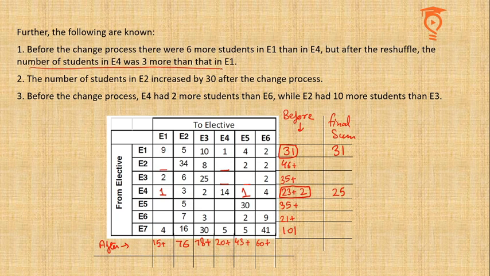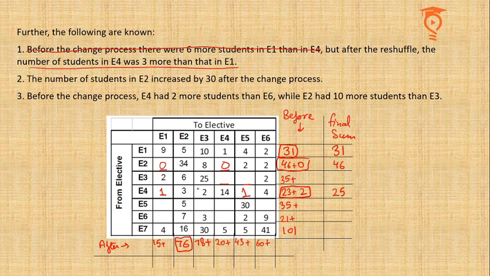However, this has been taken care of. Second point says the number of students in E2 increased by 30 after the change process. So after the change process, the full and final number is 76. This is supposed to be 30 more than what it was before. So before it was 46, so nothing is to be added. I think this number can be finalized as 46 and I will have to add 0 in both the empty cells of E2.